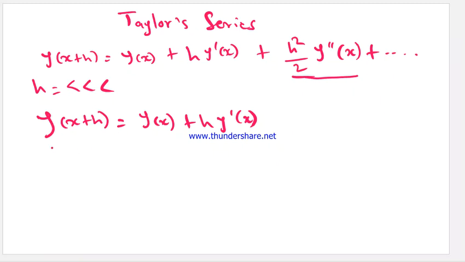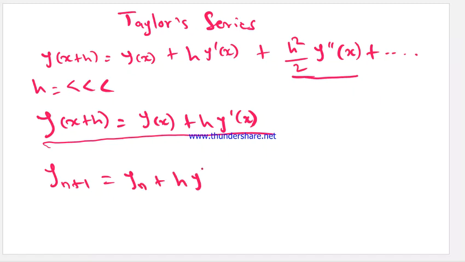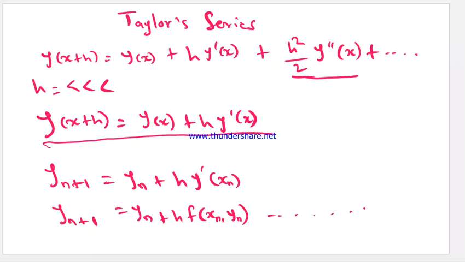So this is the approximate value when our h is chosen to be very small, and it can be expressed as: the next value of y equals yn plus h y prime at xn, or yn plus h f(xn, yn). This method is called the Euler method. That is, this approximation is called the Euler method.